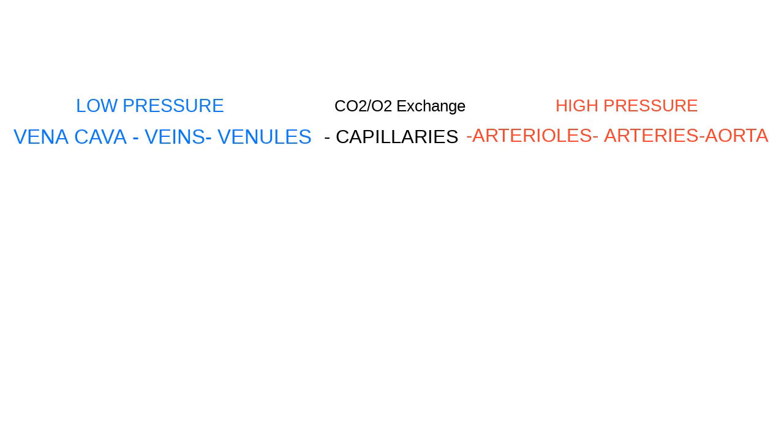Now, the veins also have valves inside of them. There are valves located inside of the veins to prevent backflow. That's the purpose of the valves. It prevents the backflow of blood in the wrong direction. You have a question, Ms. Kerr?